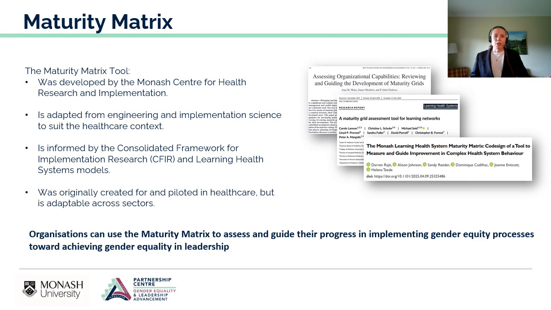So the maturity matrix is developed by the Monash Centre for Health Research and Implementation for organisations to use to assess and to guide their progress in implementing gender equity processes toward achieving gender equality in leadership. It's a practical, evidence-based tool. In terms of the evidence base that sits behind this, we have adapted this from engineering and implementation science tools, and it's informed by the consolidated framework for implementation research and the learning health systems model.